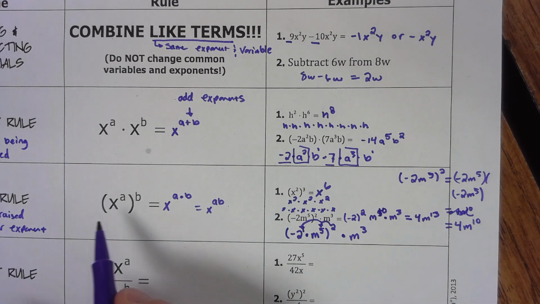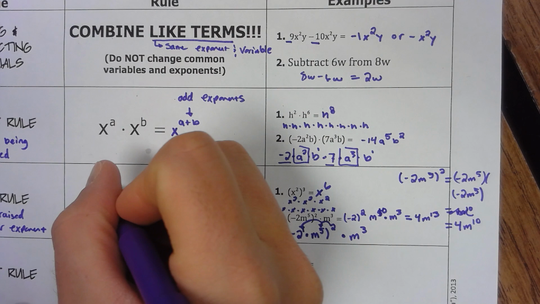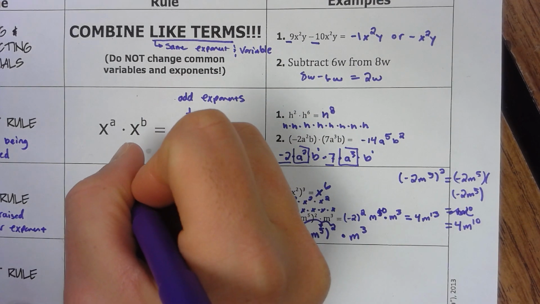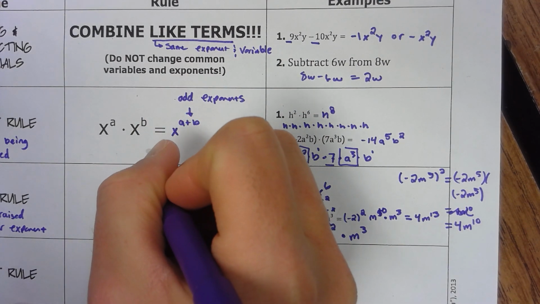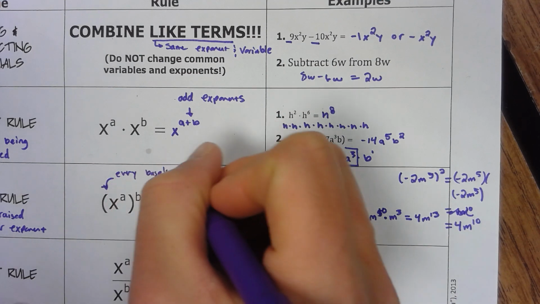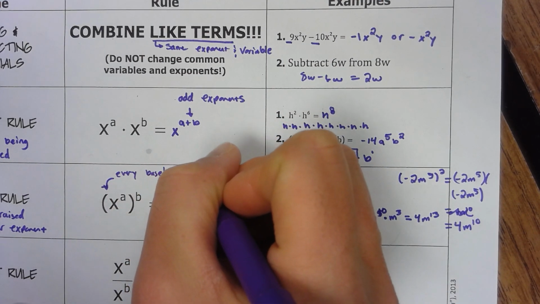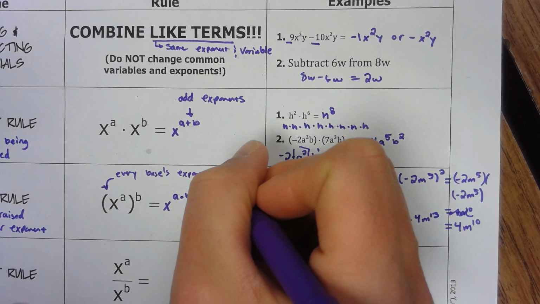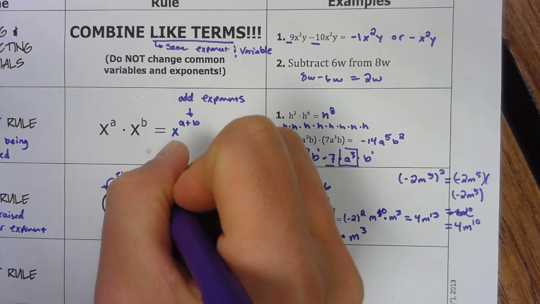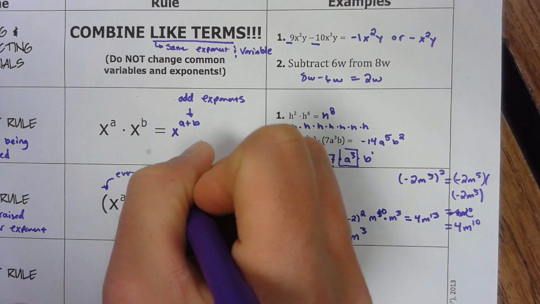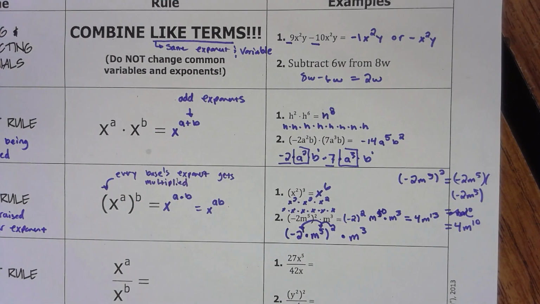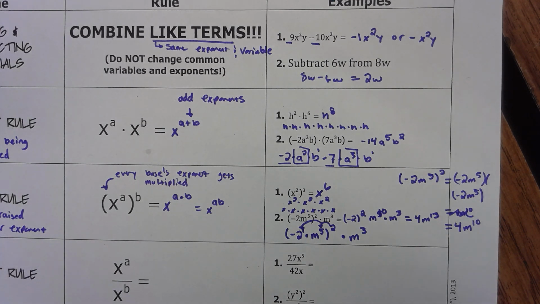So let's add just to this right here that every base raised to an exponent, let's say every base's exponent, gets multiplied. So if I have x times y times z all to the power of 5, that exponent of 5 is going to multiply to the exponent on the x, the y, and the z.